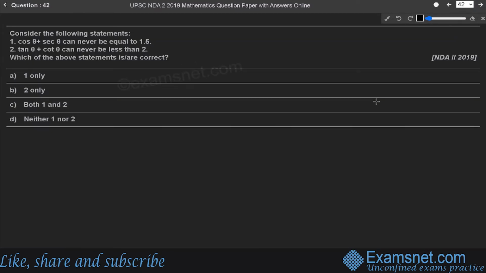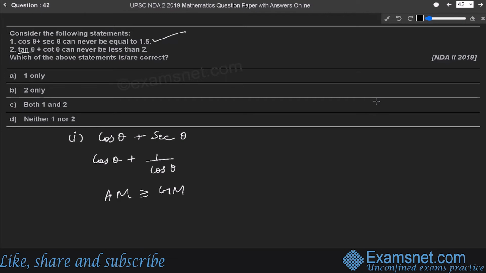Next question is, consider the following statements. First statement is cos theta plus sec theta can never be equal to 1.5. Second statement is tan theta plus cot theta can never be less than 2. Which of the above statements is or are correct? Talking about the first statement, cos theta plus sec theta can be written as cos theta plus 1 upon cos theta. We know that a number and its reciprocal cannot be 1.5, since AM is greater than or equal to GM inequality. Therefore, first statement is correct.